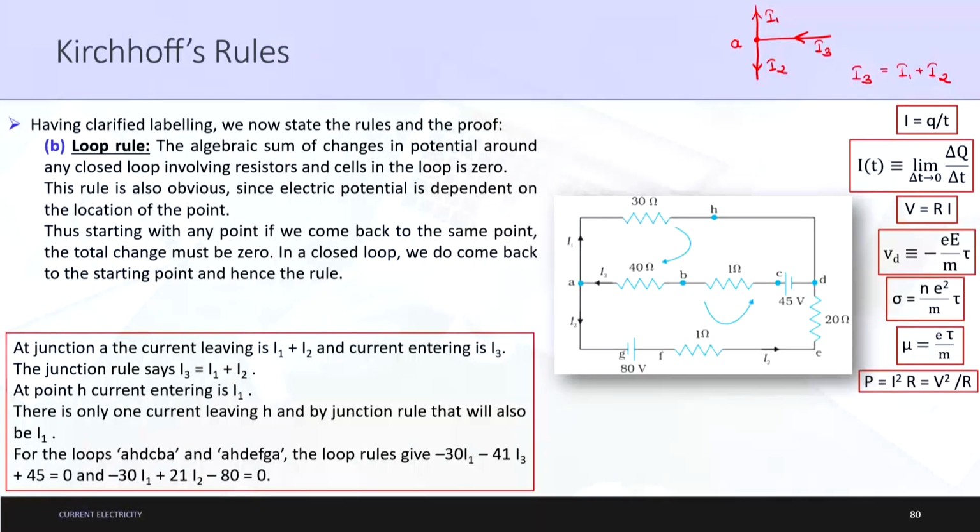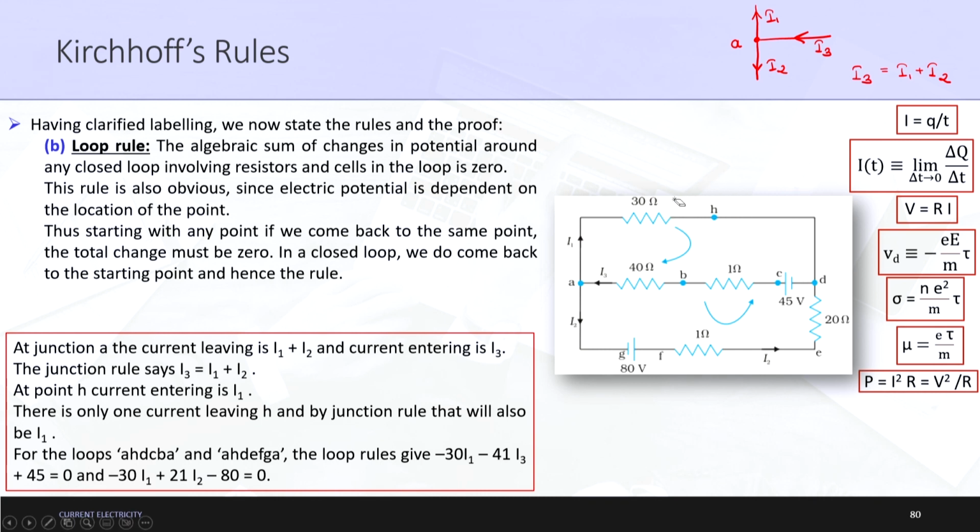Okay. Now the next line: at point H the current entering is I1. Quite evident because there is no other wire, so the current here will be I1 only, and the direction will be in this way. There is only one current leaving H, and by the junction rule that will also be I1. So if we look at this portion here, the total current going inside the junction should be equal to the total current going away from the junction. Hence the current going here will be I1 again, and the junction law is validated here.